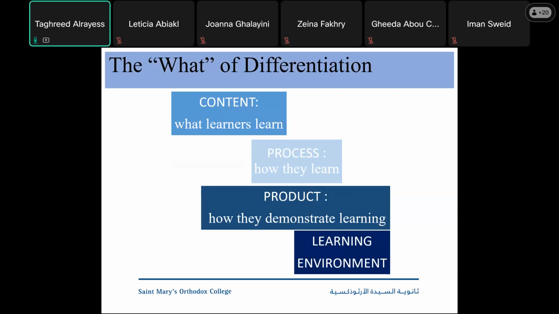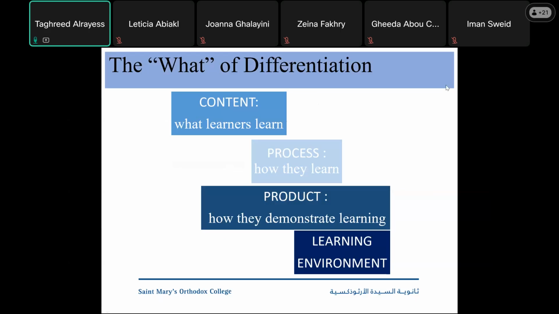When the product is being differentiated in the classroom, this means the way that the students are assessed or the way that the learners are showing their work is different. It can vary from writing a report, for example, to creating a model, or even giving a presentation in the classroom. And of course, we can also vary the learning environment. This encompasses creating a classroom atmosphere that supports diverse learners.